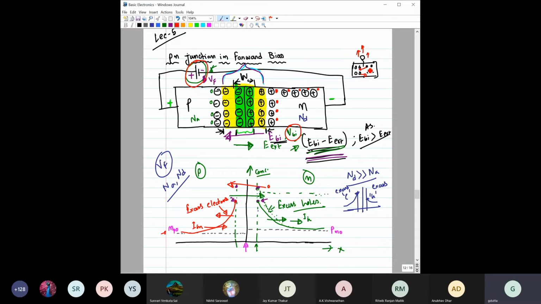to this side. So as more electrons can flow from the n side to the p side, the concentration will be higher, right? As more holes can flow from this side to this side, the hole concentration on this side will be higher. Does that answer your question?